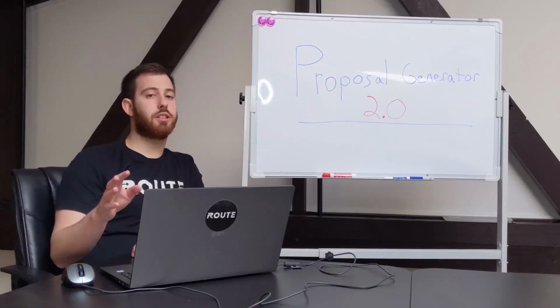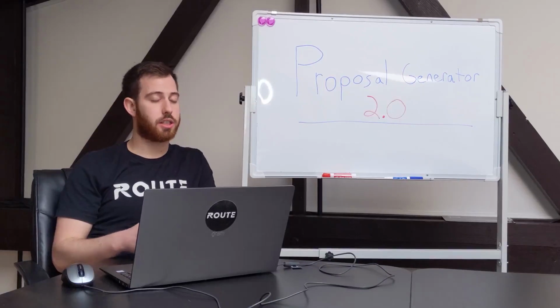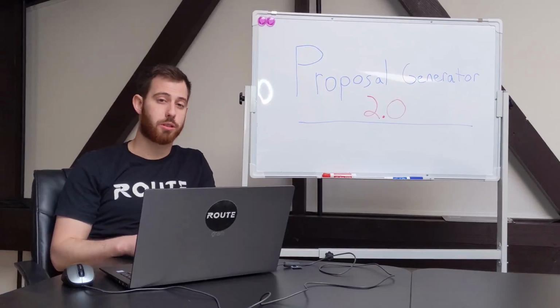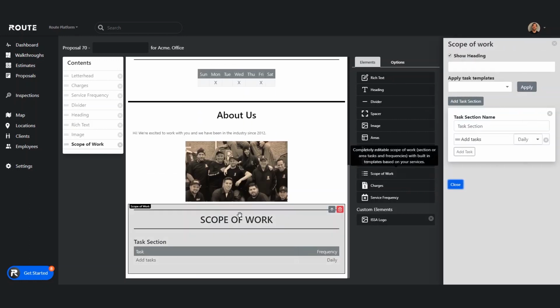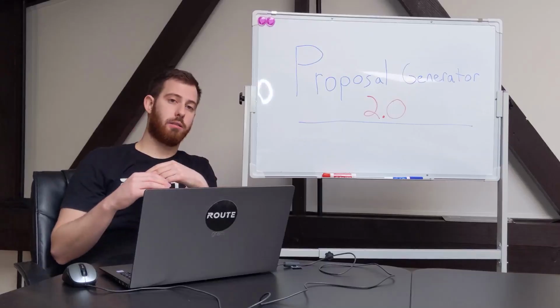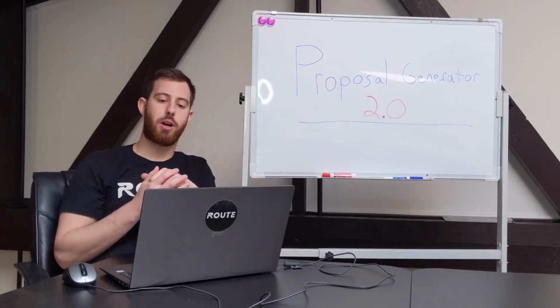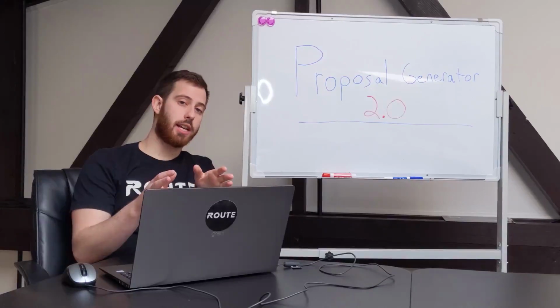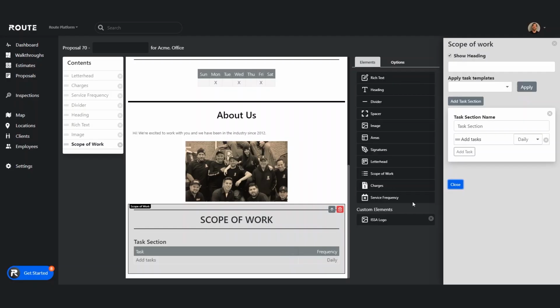So next, there's actually a couple of other elements that are very specific to our industry, and it's going to save you a bunch of time and make your proposals look pretty sharp. One of these is the scope of work. So I'm going to bring the scope of work right into the document, again, just by clicking on it from that right-hand panel. And what this section allows you to do is block by block, section by section, area by area, service by service, however you want to break it out, add your tasks and their associated frequency right there, nice and organized.